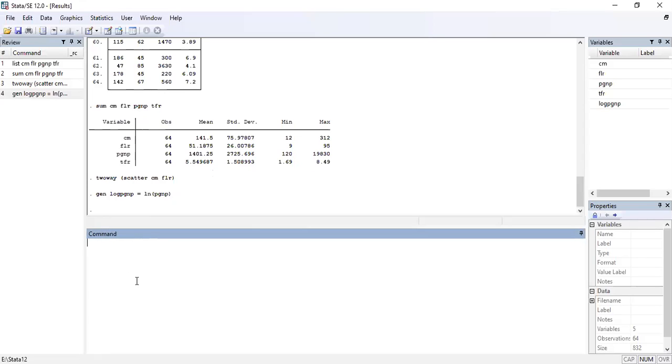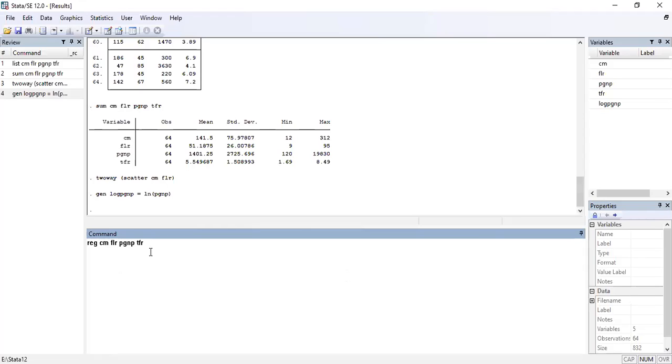How do you find the predicted values of Y? These are called point estimates. Once you regress the line, then you can find the Y predicted. Let's see how. You first find the coefficients and R square and all these. So regress CM on what? Let's do on all of them: FLR, female literacy rate, PGNP, and TFR.